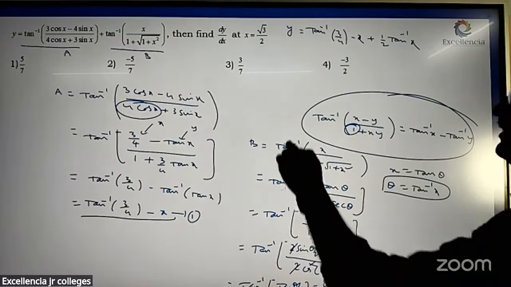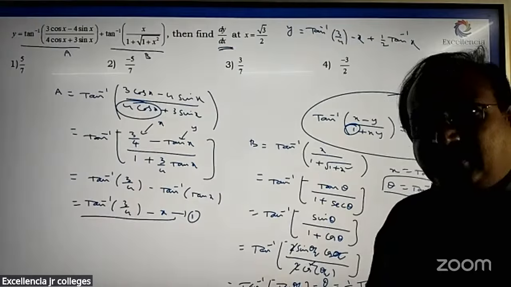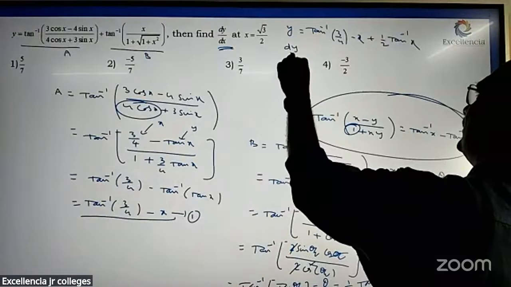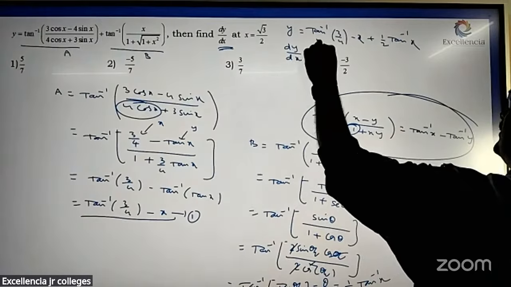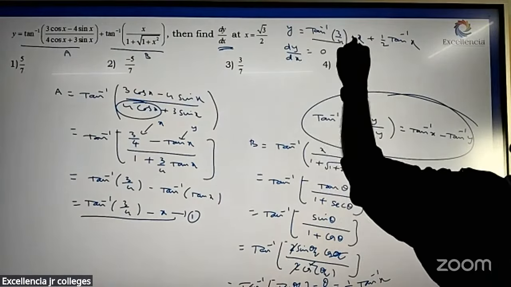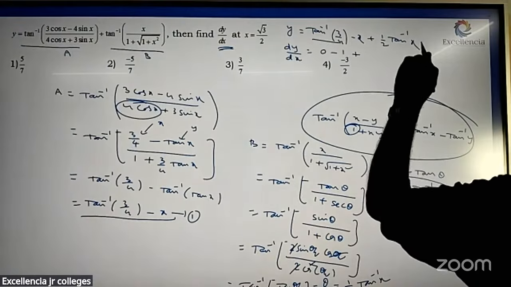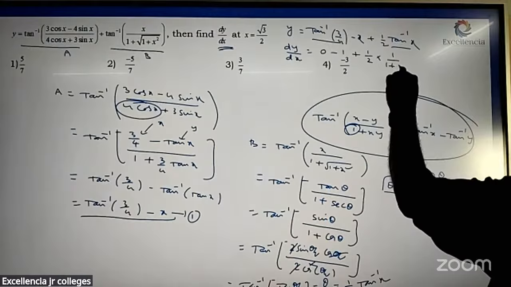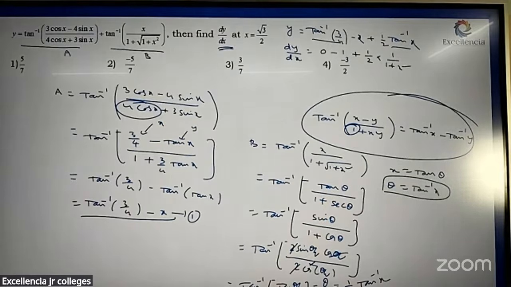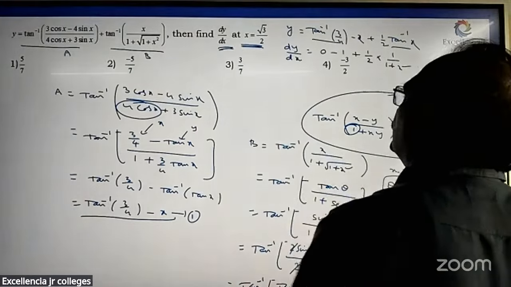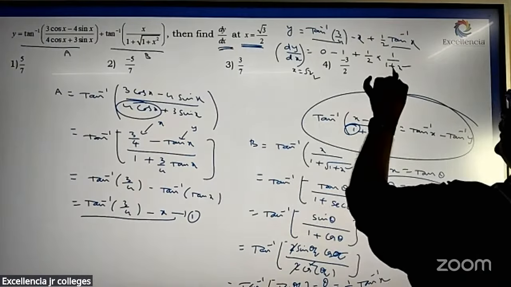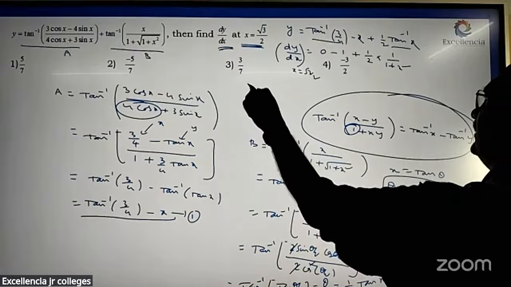What is he asking here? Dy by dx you find. Find the derivative of this function with respect to x. So differentiate with respect to x. Dy by dx is equal to, this is constant 0, minus 1 plus half into tan inverse x, the derivative 1 by 1 plus x square. He is asking what? Let x be equal to root 3 by 2. Now you substitute in the place of x, root 3 by 2. Then you will get what?